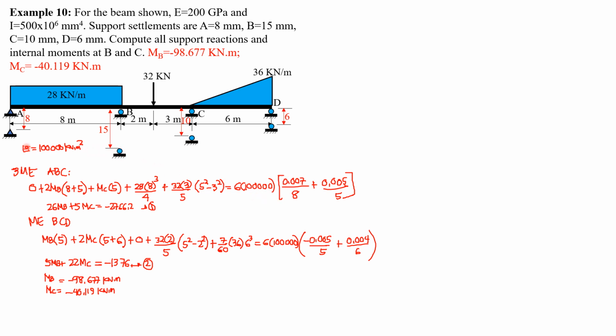So remember the reference horizontal tangent is B, and therefore A is 7 mm above B because 15 minus 8 is 7 mm, and 7 mm is 0.007 divided by length of AB, which is 8, plus C, which is in this case 5 mm above B, so therefore plus 0.005 meter over L2, which is 5. So simplifying, 26 MB plus 5 MC equals negative 2766.2. Call this equation 1.